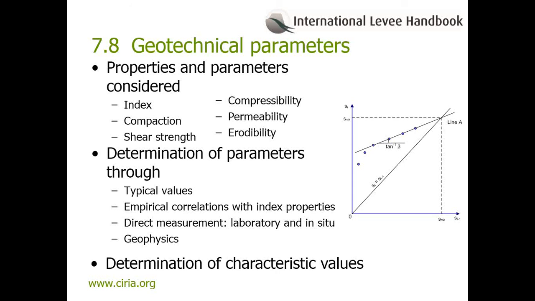Typical values. In the absence of geotechnical data, other than an indication of the general nature of the ground, such as may be derived from geological maps or old borehole records, the section presents a range of typical values of parameters for various soils. Empirical correlations. Where index properties are available, empirical correlations with other engineering properties can be used to derive parameters. A range of published correlations are included in this section.